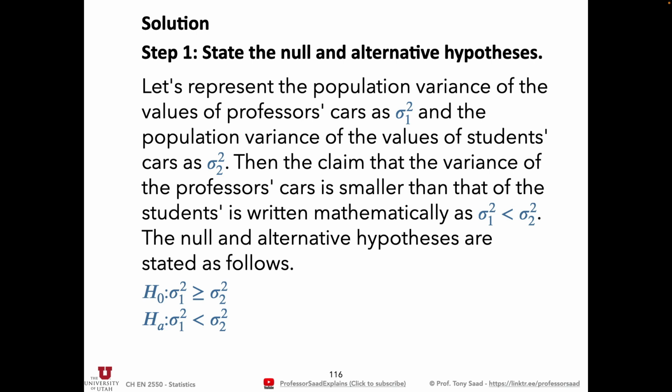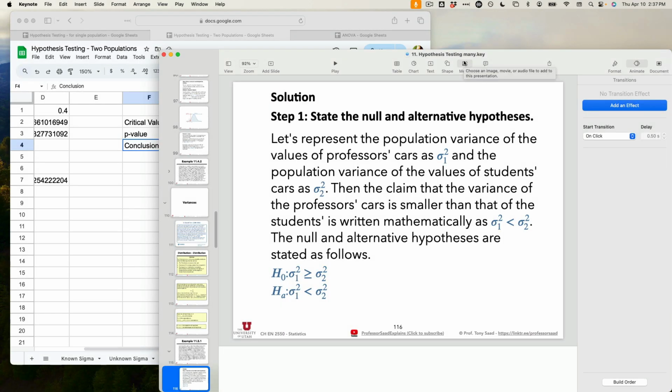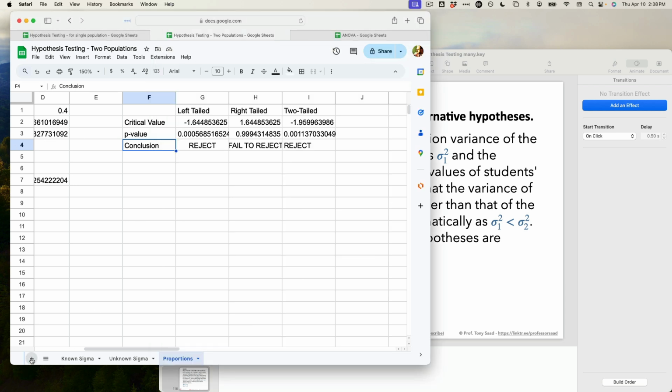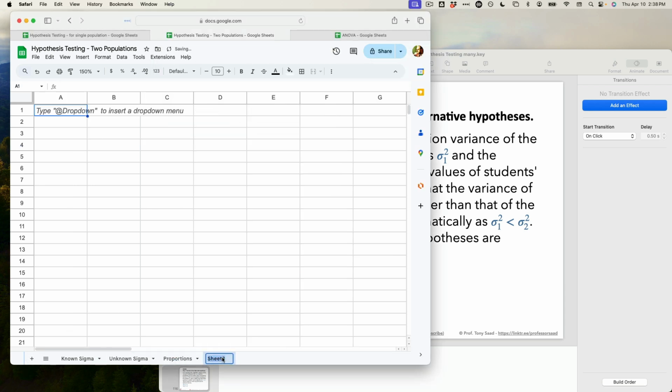Okay, so let's go and build this in Google Sheets. Man, this is taking a long time, these Google Sheets. I should just package them and give them to you. All right, let's create a variance sheet for doing hypothesis tests with two populations. This one should be a little easier.